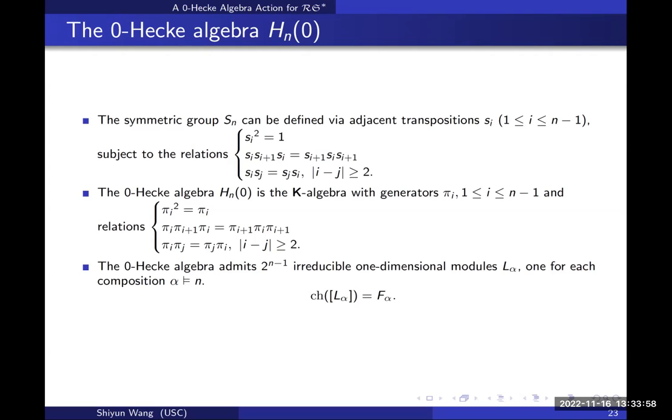The zero-Hecke algebra admits 2^(n-1) irreducible one-dimensional modules L alpha, where alpha is indexed by the compositions of n, and we define that the characteristic of L alpha is the fundamental basis F alpha.